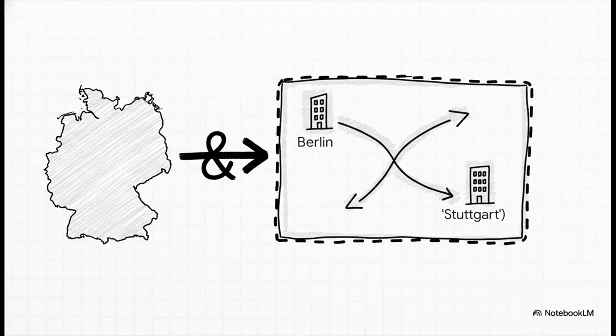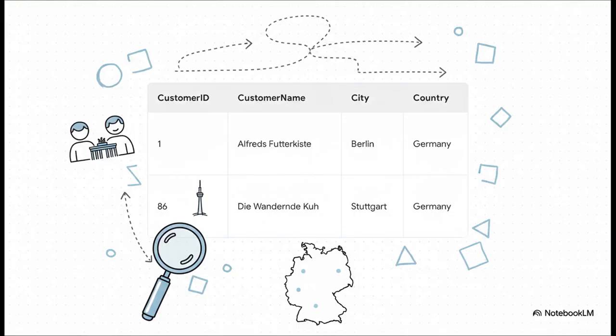So because of those parentheses, the database does that part first. It finds everyone in Berlin or Stuttgart. Then, from that smaller group, it applies the first rule, filtering for only the ones who are also from Germany. And the result is absolute perfection. We get our two customers, one from Berlin, one from Stuttgart, and both are correctly identified as being from Germany. This is how you combine precision with flexibility to solve basically any data mystery that comes your way.